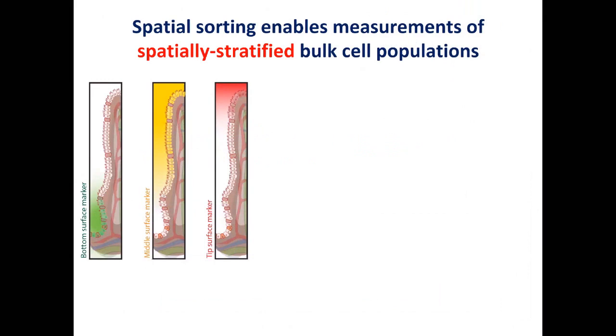So the idea here is that we already have a transcriptional atlas of enterocytes along the villus axis. We're going to look for surface proteins that are zonated, and we're going to utilize them to isolate bulk populations that are spatially stratified. So I'll give you an example here.